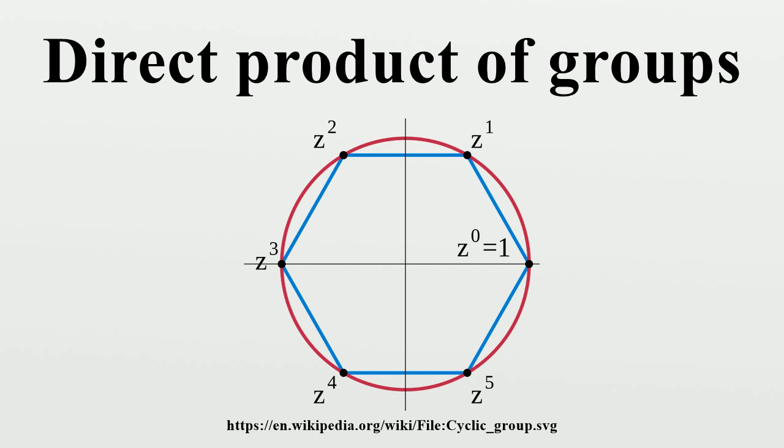In particular, if |g| and |h| are relatively prime, then the order of (g, h) is the product of the orders of g and h. As a consequence, if G and H are cyclic groups whose orders are relatively prime, then G × H is cyclic as well. That is, if m and n are relatively prime, then Z_m × Z_n ≅ Z_mn. This fact is closely related to the Chinese remainder theorem.